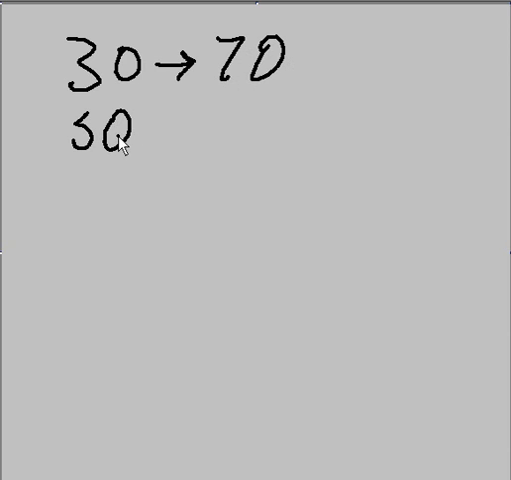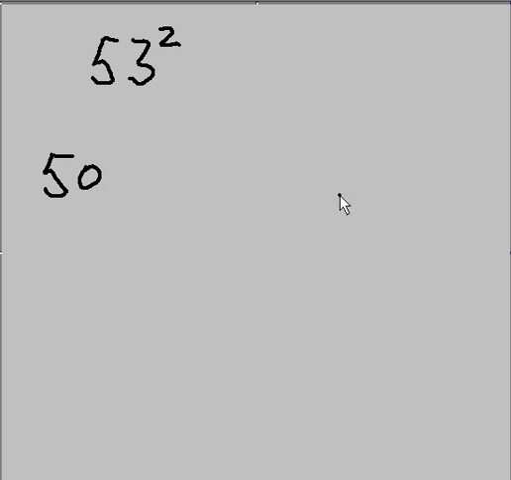This kind of math works for numbers between 30 to 70. Let's do some squares. First, let's square the number 53. How do you square the number 53? Well, there are two numbers that are critical to evaluate this. The first number is 50, and the second number is 25.